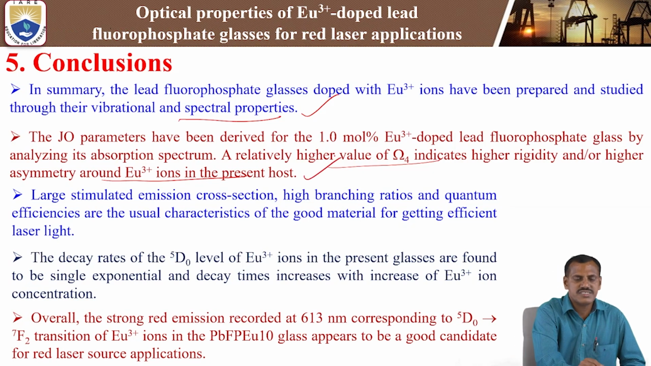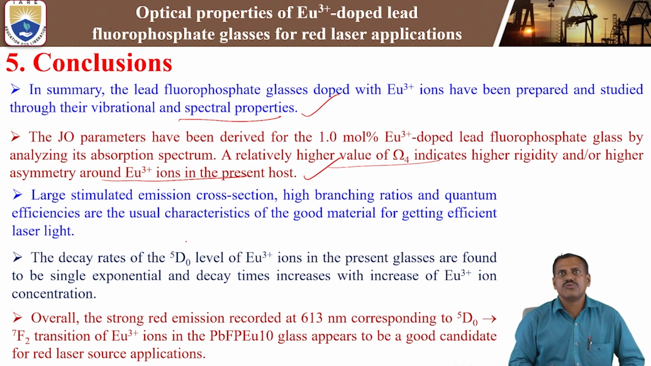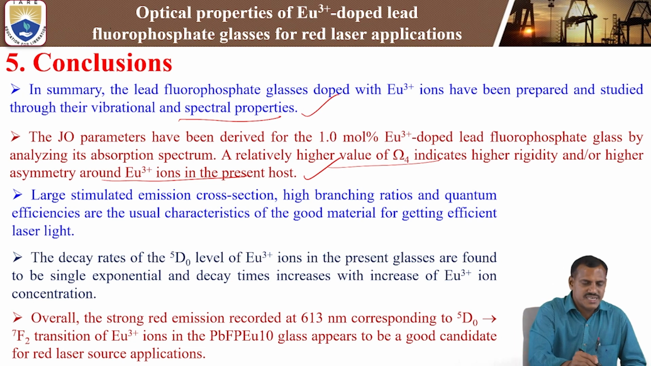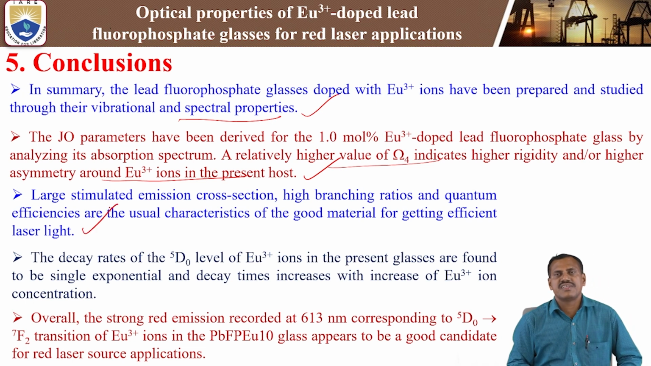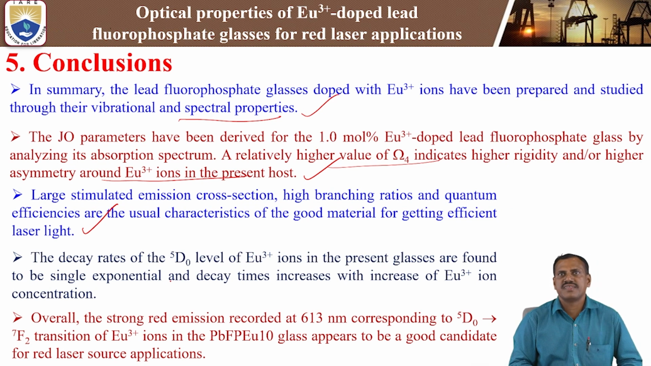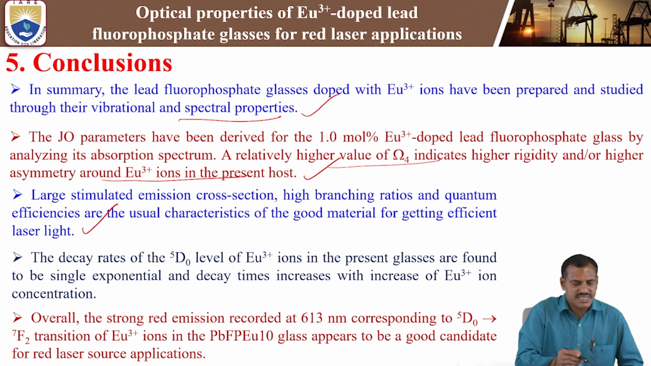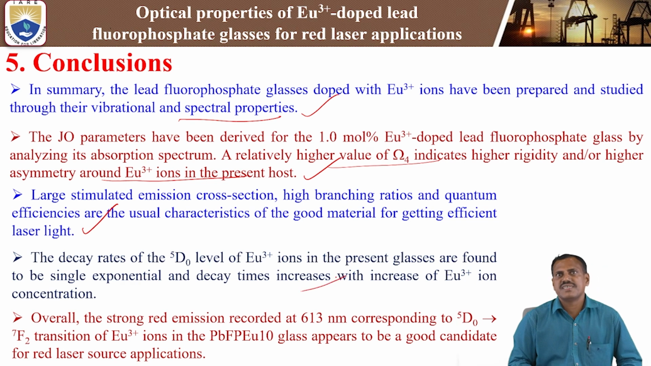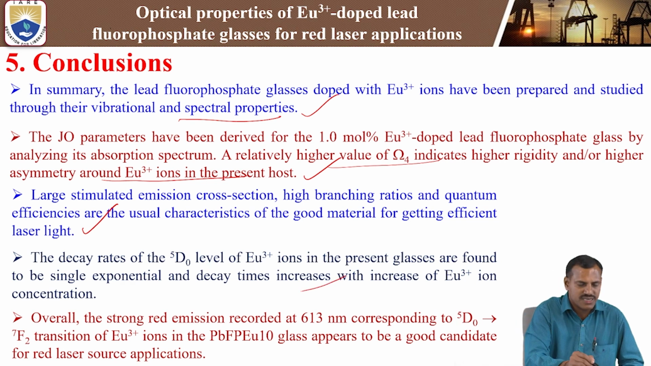Next, large stimulated emission cross section, higher branching ratio and quantum efficiency are usual characteristics of a good material for getting efficient laser light. So to get efficient laser light, we need a higher value of stimulated emission cross section and higher branching ratio. At the same time, quantum efficiency will also be very high. Next, decay curves of the 5D0 level of Europium triplet ion in the present glasses are found to be single exponential. Decay times increase with increase of Europium ion concentration.